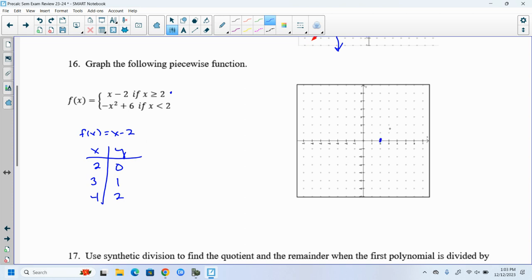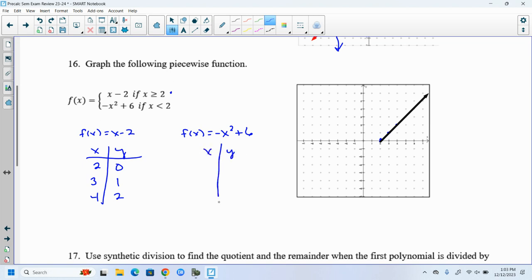So we start at (2, 0), (3, 1), (4, 2). It is going to be a straight line, and it will start at 2 and go up. Make sure you put an arrow on it. So you get that one there. The other one, negative x squared plus 6. It's a parabola or part of a parabola, and it opens down.